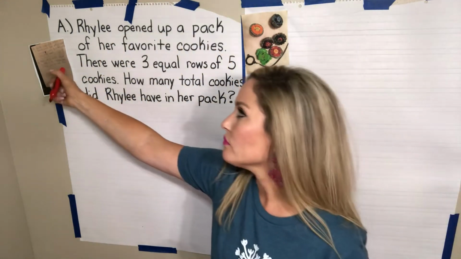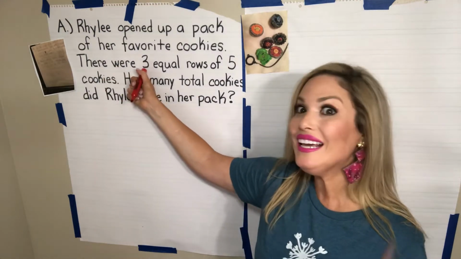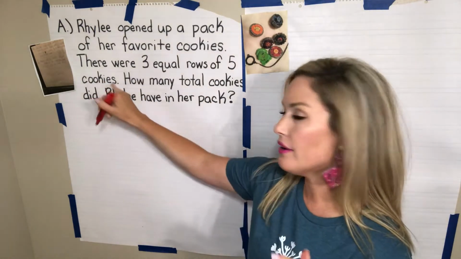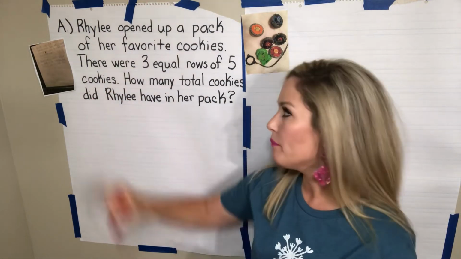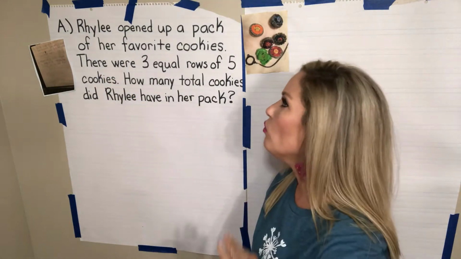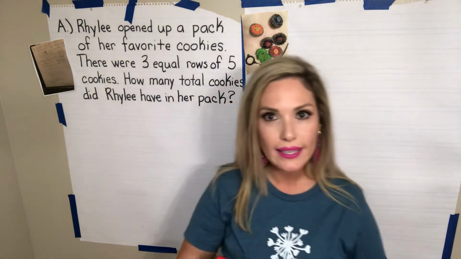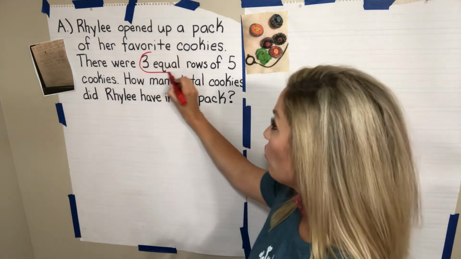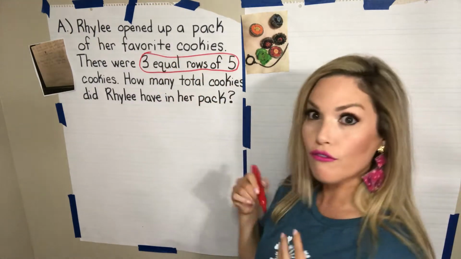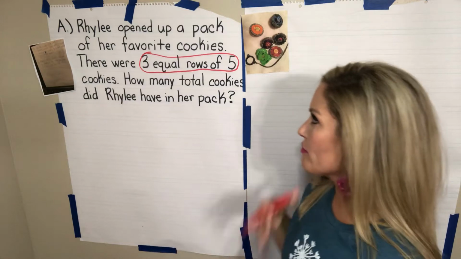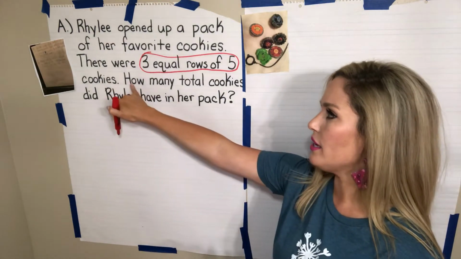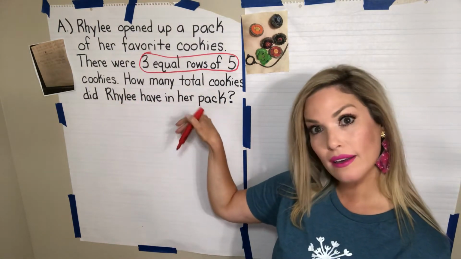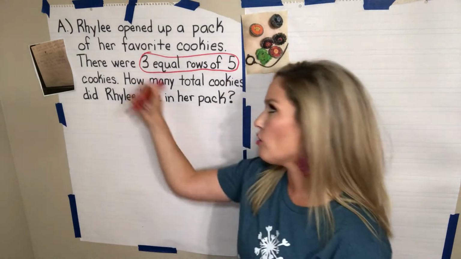Okay, keep reading. There were 3 equal rows of 5 cookies. Period. Stop. Think about what you just read. There were 3 equal rows of 5 cookies. What's my key information there that I need to circle? I would circle 3 equal rows of 5, okay? So we have 3 equal rows of 5 cookies. Keep reading. How many total cookies did Rhylee have in her pack? Okay? Read it once, read it twice. We circled our key information.